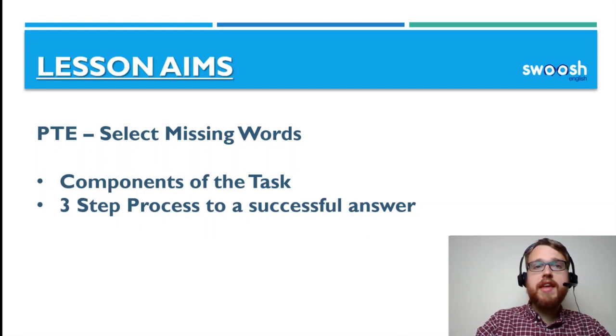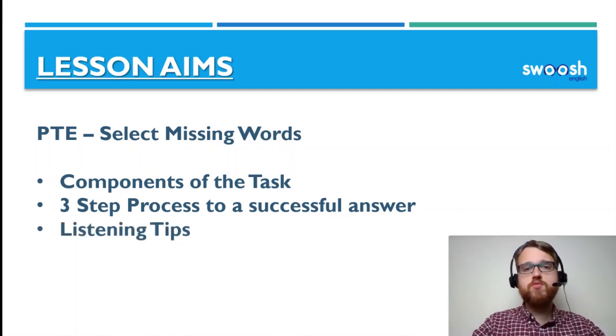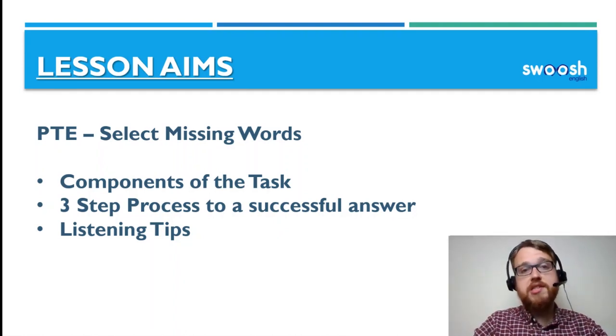We're then going to go through a 3-step process for you to get a successful answer. These steps will be in chronological order, and you should use this on the day of the exam to hopefully get you that score and those points that you want. We're then going to go through some listening tips. These tips will simultaneously be specific for select missing words. They'll also be general in their scope as well, and they can be applied to other listening tasks as well as anything else you do listening related in your English studies.